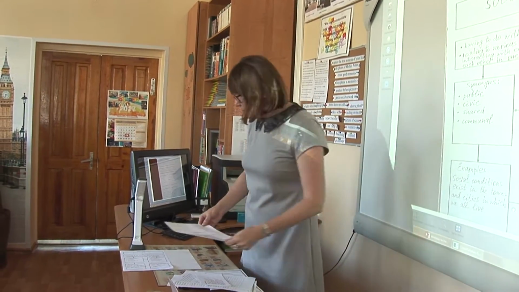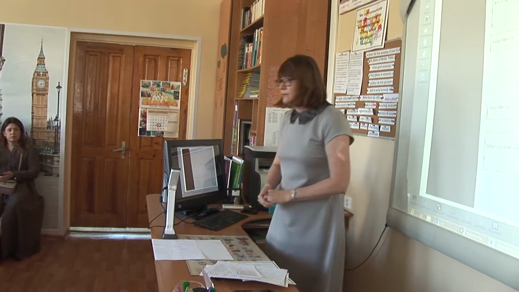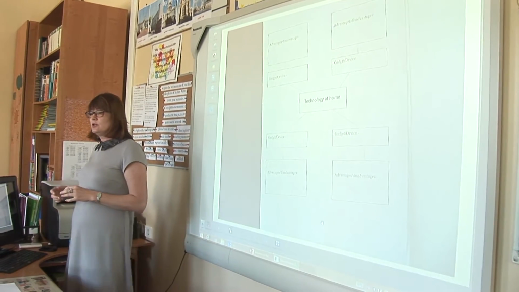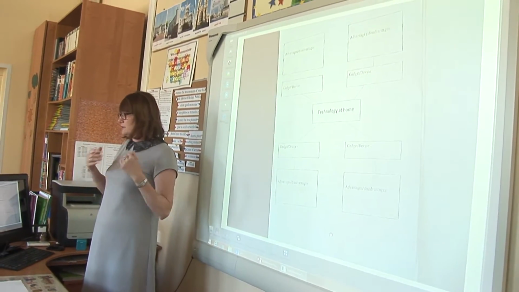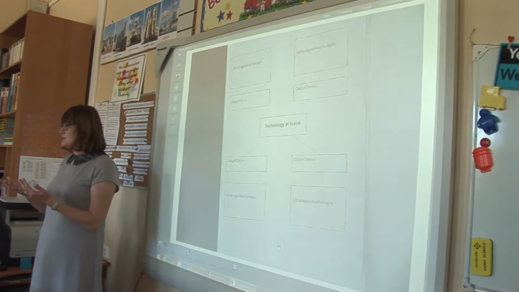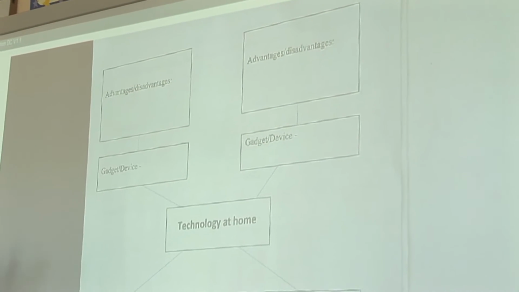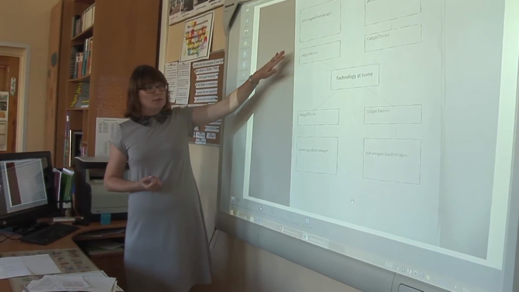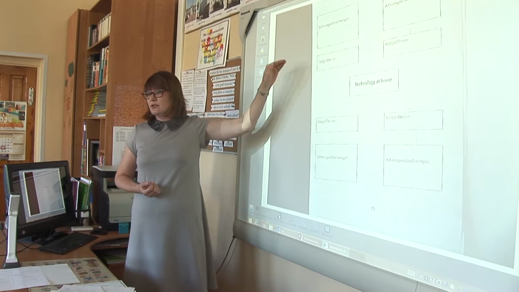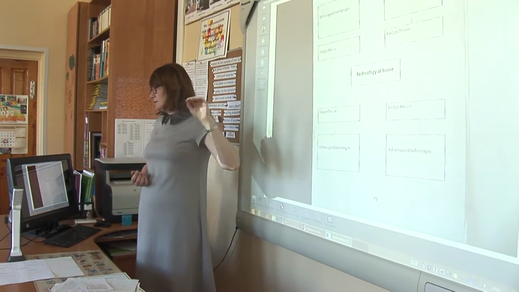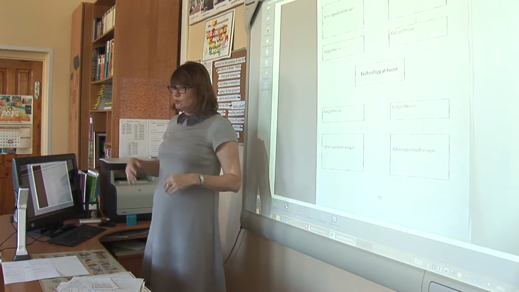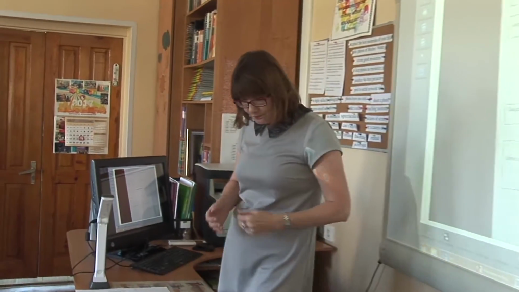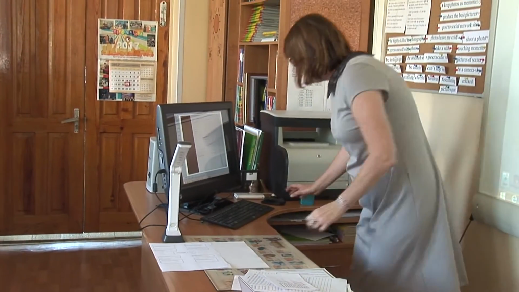Mind maps are also a good idea because it makes students collect all the vocabulary they have learned and put it into their own ideas. For example, here is the mind map on technology at home. They are to write about different gadgets and devices and the advantages and disadvantages of using these gadgets. Again, they exploit as much vocabulary as possible and express their own views.